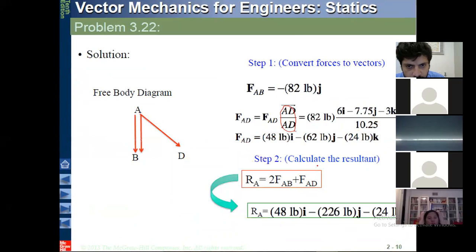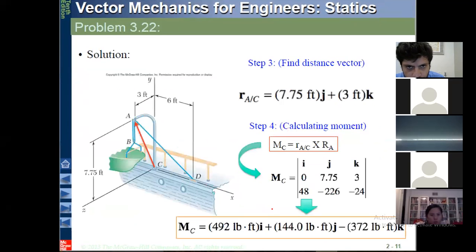And then you have to calculate the resultant of these three forces. You have 2 F of AB because these two are exactly in the same direction and they have the same magnitude, added to FAD, so you get the resultant of these forces.